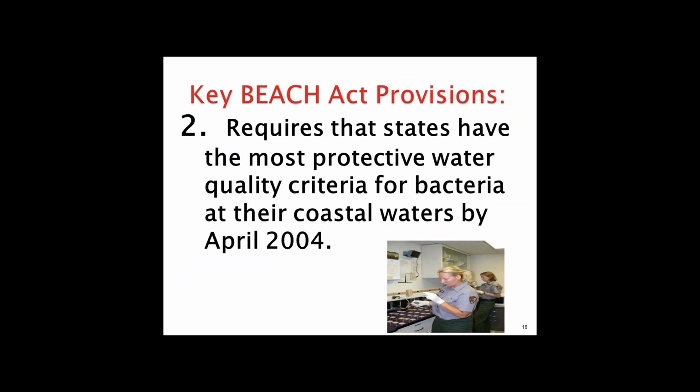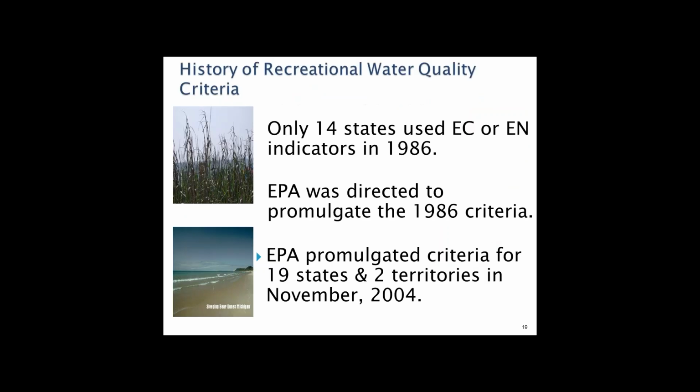That's the second key provision of the Beach Act, which requires that states have the most protective water quality criteria at their waters. And that was to be done by April of 2004, hence the promulgation. In 1986, only about 14 states had adopted the E. coli or enterococci indicators, and EPA was directed by the Beach Act to promulgate the criteria, which we did in 2004.